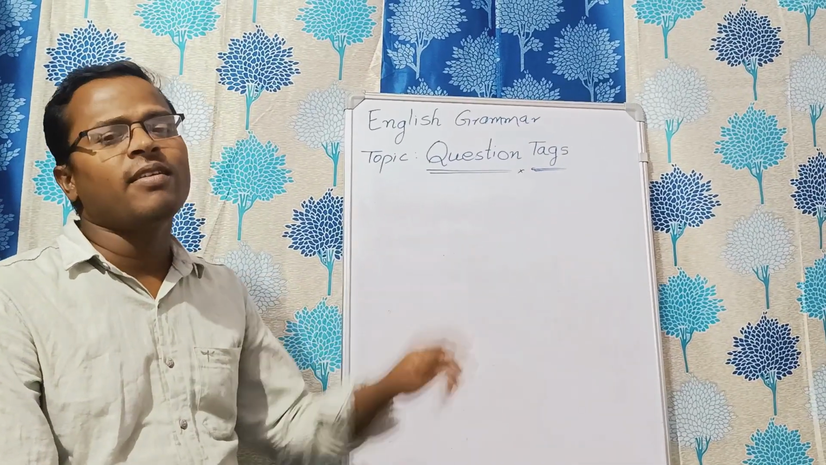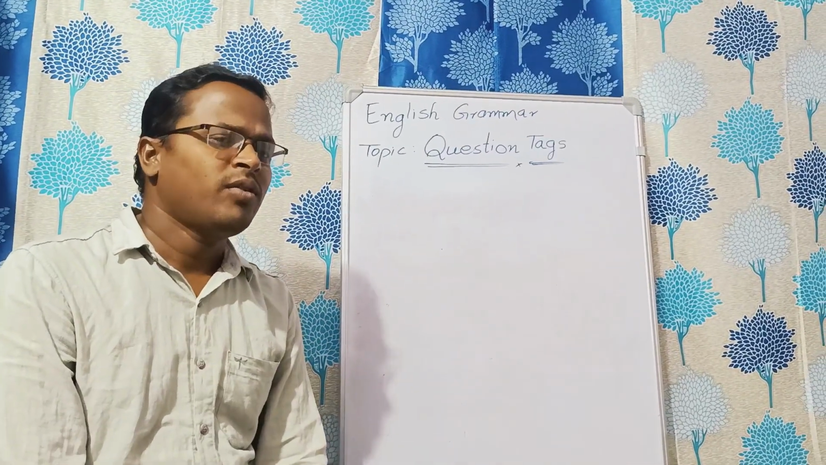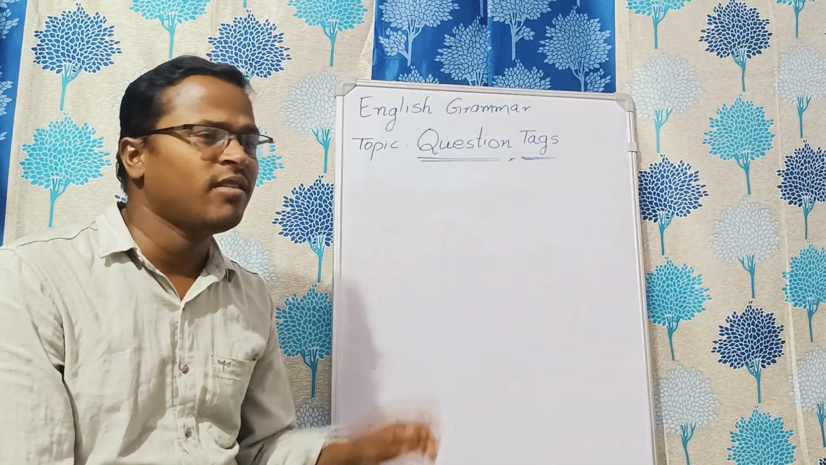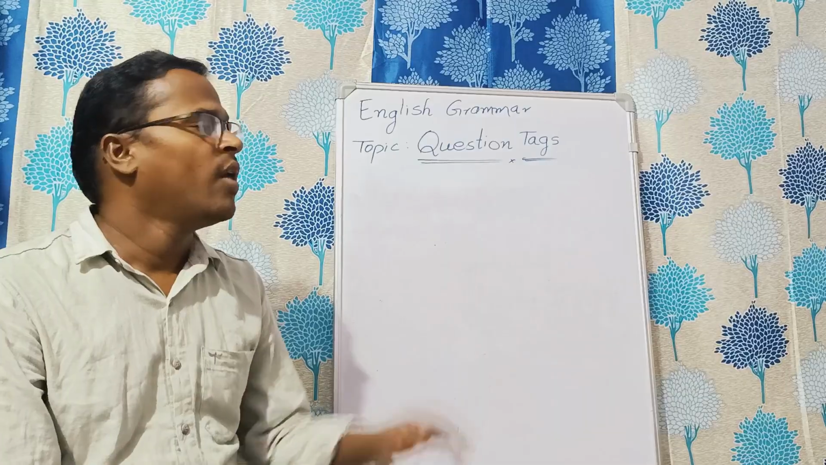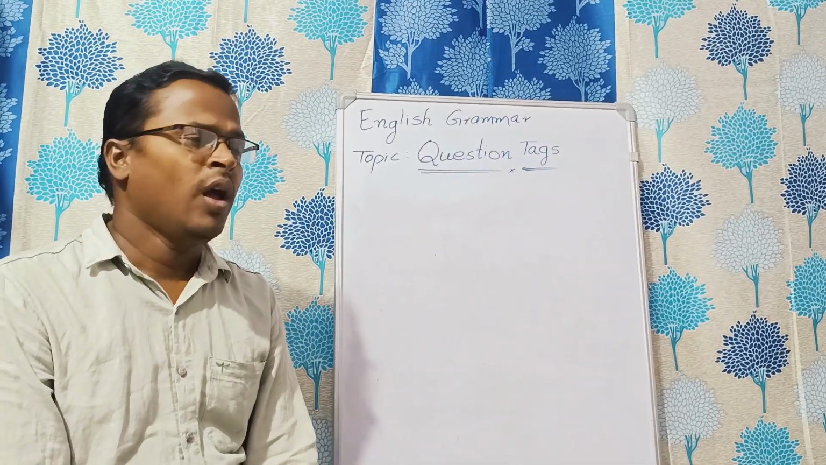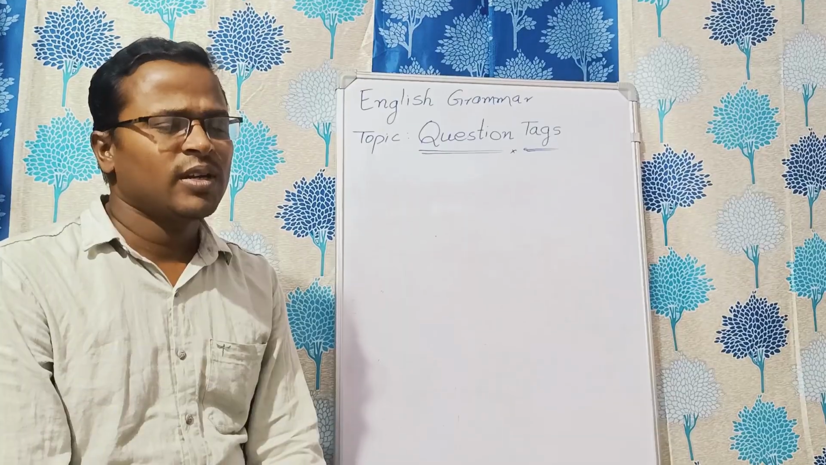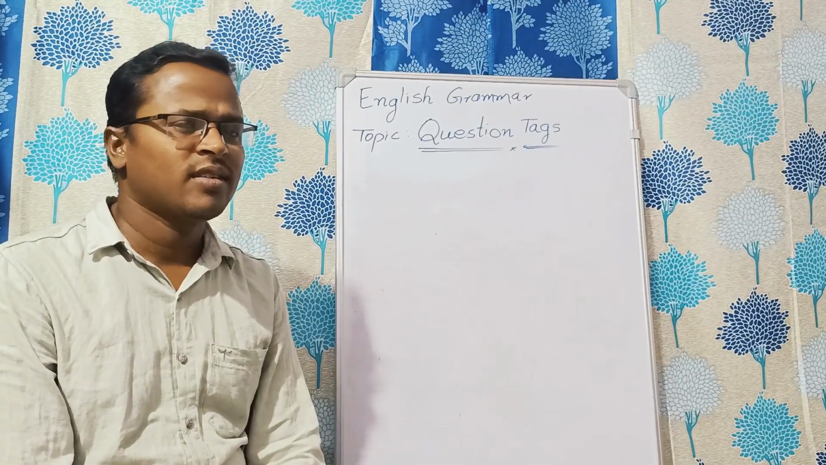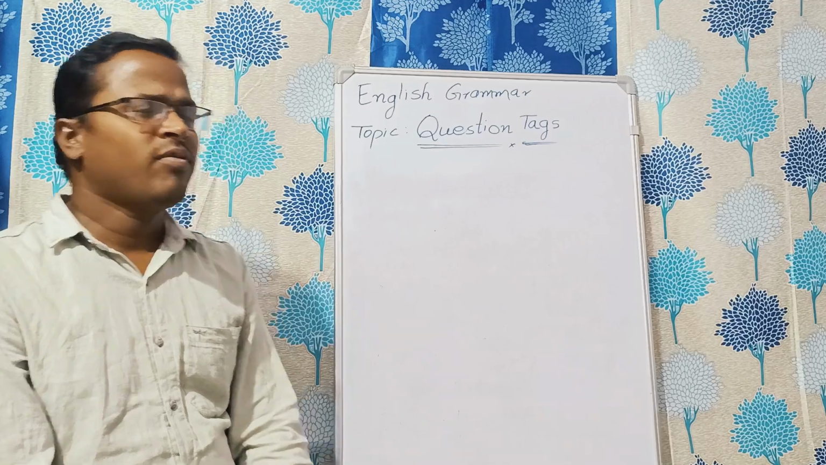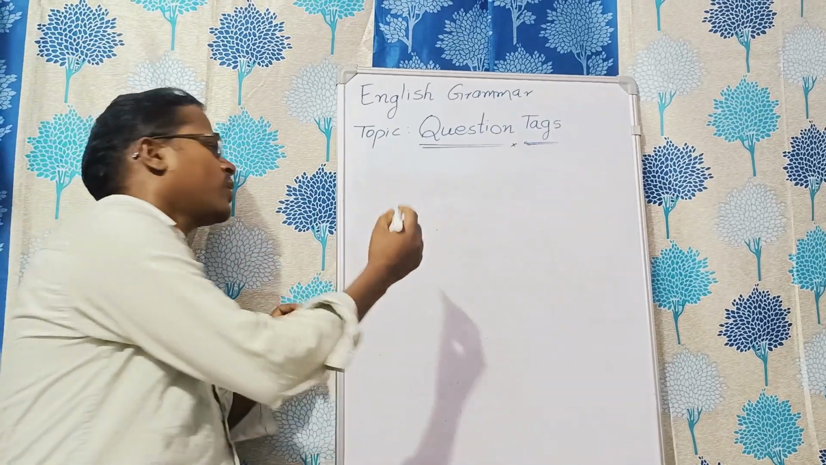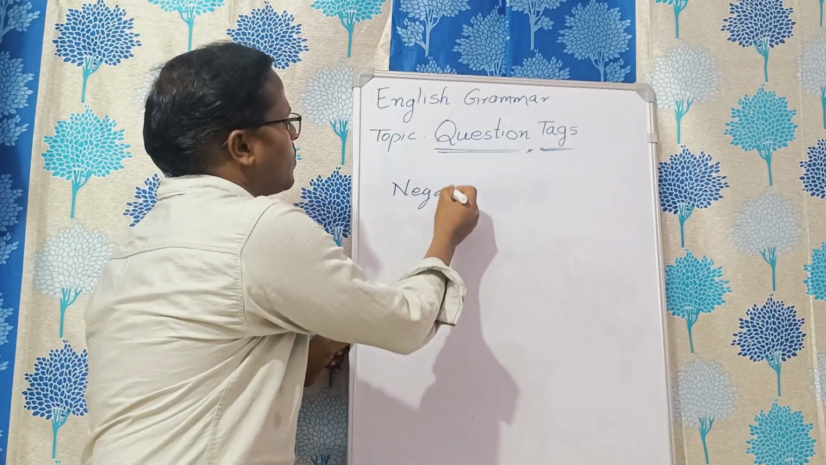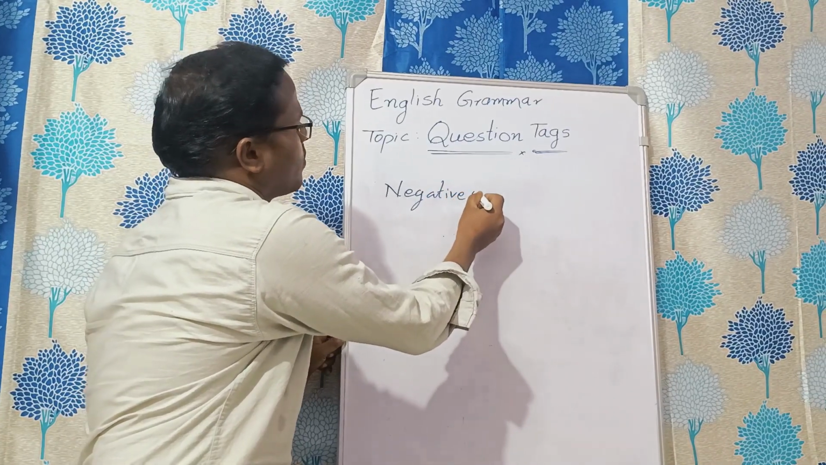When the given sentence is positive, the question tag must be negative. If the given sentence is negative, the question tag will be positive. So, first of all, we should know what are the negative sentences and positive sentences. Let us identify with some negative words. These are negative words.